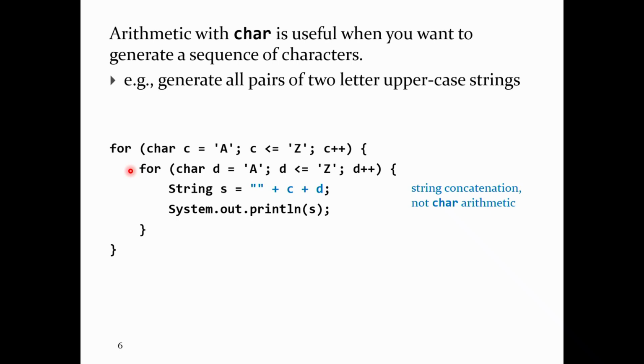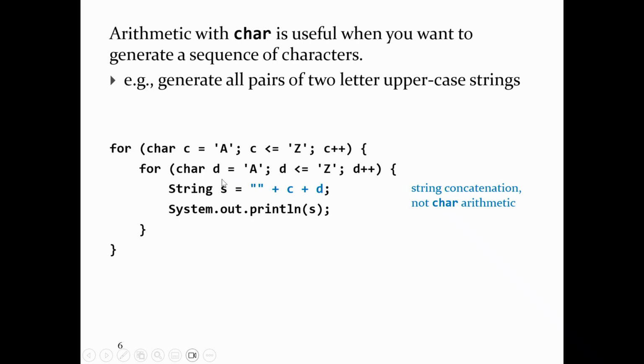Now use a nested loop to do the second character. So it's exactly the same thing. Start at A, go through to the letter Z. Inside the loop, compute the string made up of C followed by D. So inside the loop, make a string S. I'm going to start with the empty string, and concatenate the character C followed by the character D onto the end of the empty string.